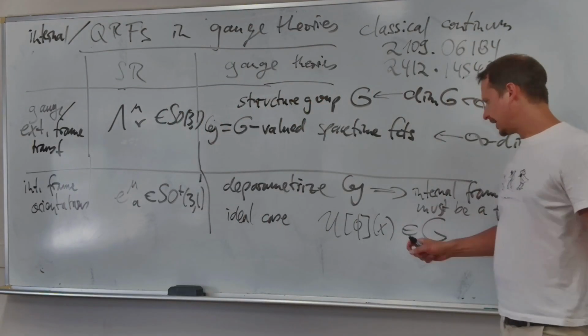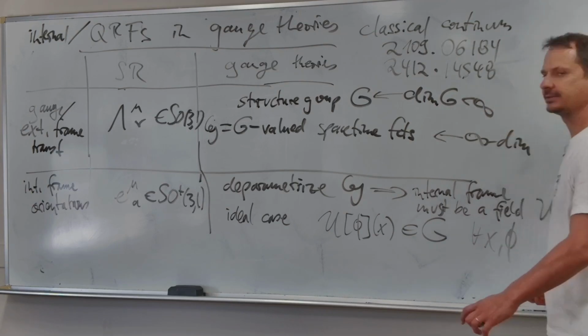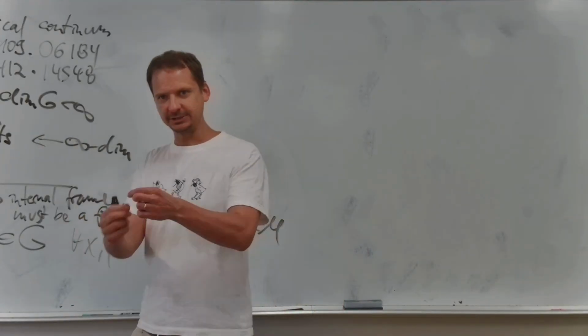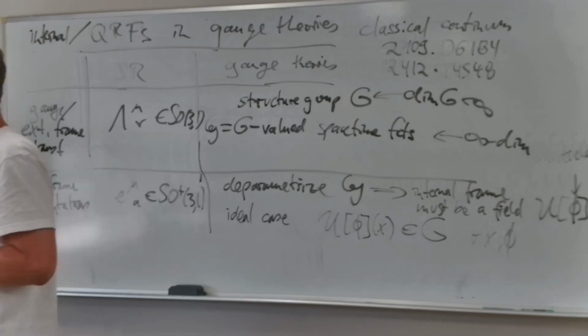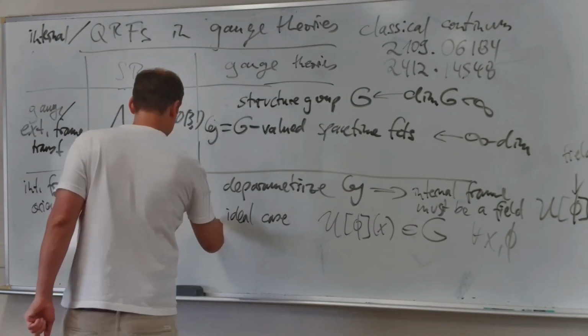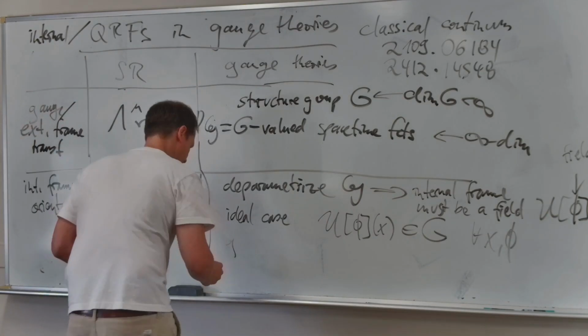So I'm meaning for each x and phi, so this is really for all x and phi. Okay, so it takes value, and here this is the structure group now. So it means at each point in space-time it takes value in the structure group. And then gauge transformations, okay.